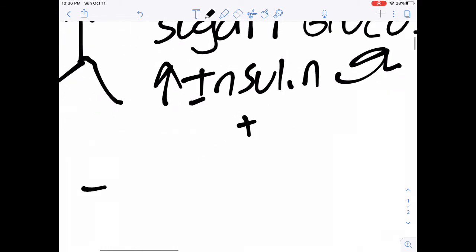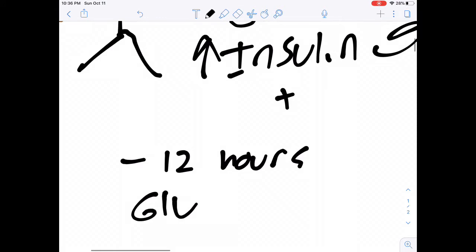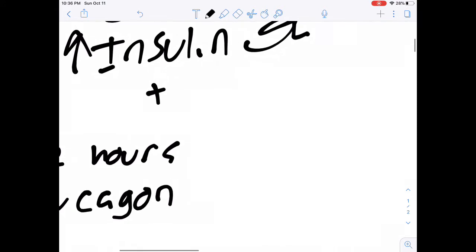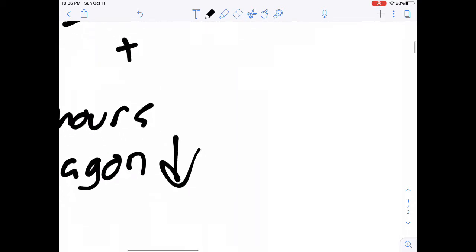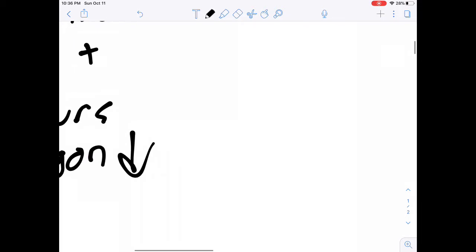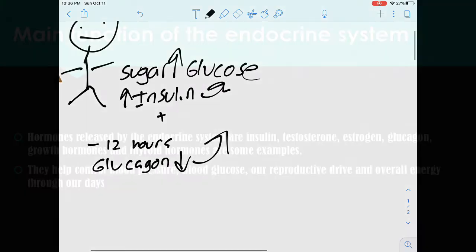A negative one would be, since he hasn't eaten in 12 hours, he was using glucagon to fuel his body for energy. But now, since he ate the chocolate bar, it's going to bring down the glucagon production because the glucose was being fueled by the sugar coming in from the chocolate bar. That is a negative feedback loop.